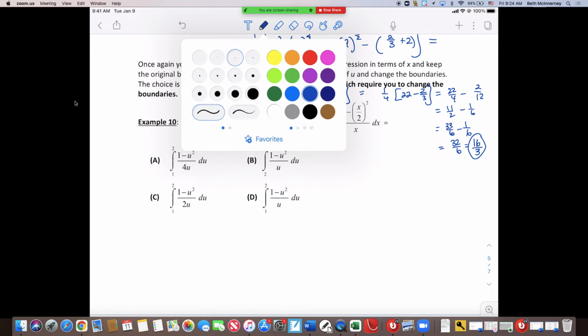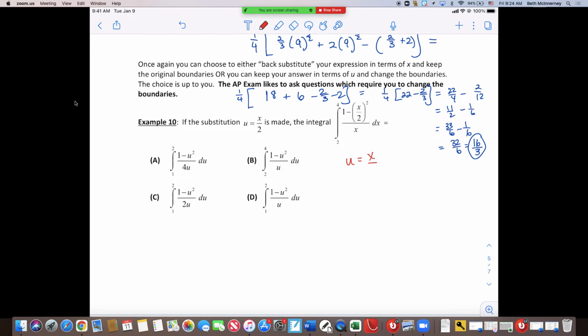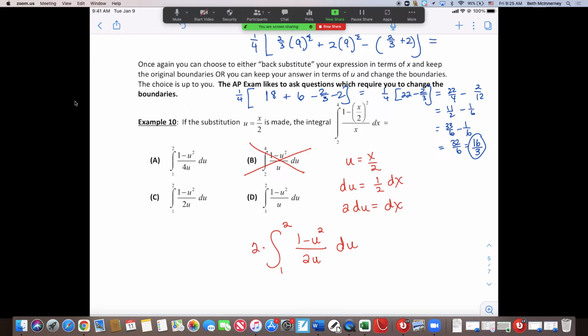So let's think about this a moment. If I use u is x over 2, be careful, du is 1/2 dx. So then I'm going to have the 2 out front. This will be 1 minus u squared. And what are you going to do for the x that's in the bottom? Yes, it's going to be 2u du. And then what would be my new limits of integration? 1 and 2. So do you see, if I'm guessing, I can automatically eliminate letter B.